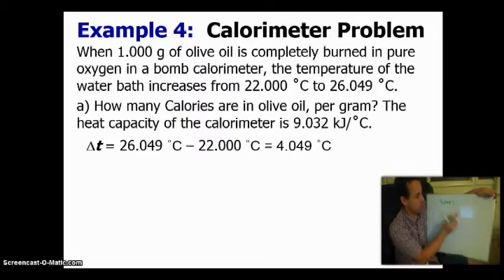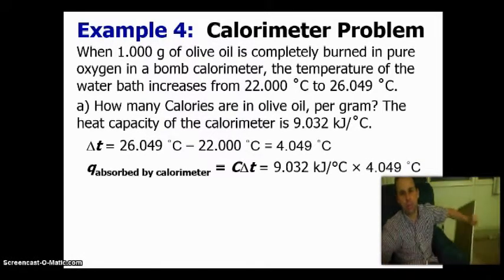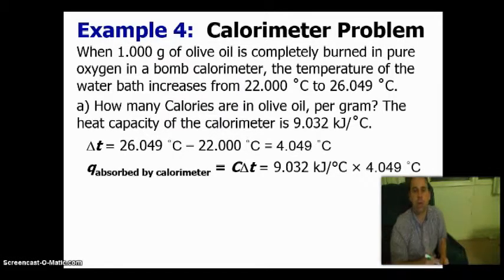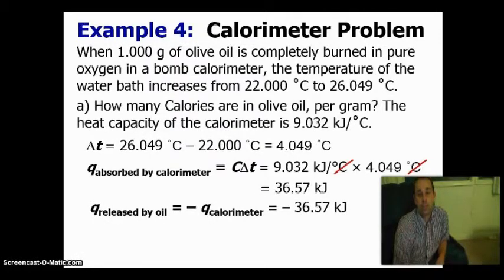So that's another way you can remind myself what needs to be done, because I know I'm interested in energy. All right, so I'm going to take the 9.032 kilojoules per degree Celsius, multiply it by the 4.049, and that's, again, our heat capacity times our change in temperature, and that's how much energy was absorbed by the calorimeter. Therefore, that's also how much energy must have been lost by the oil as it was exploded or burned in this calorimeter. So that 1 gram of oil released the 36.57 kilojoules of energy.